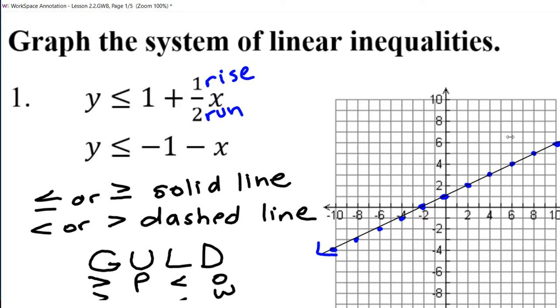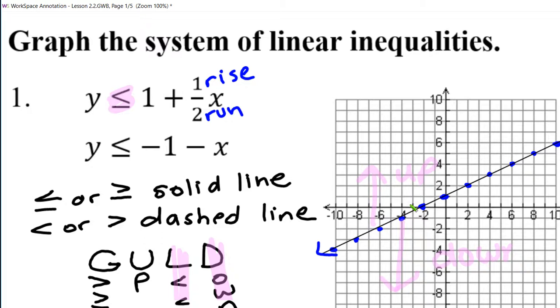Then with inequalities, you have to decide where to shade. Do you shade up or do you shade down? Looking at this symbol, what symbol is that? If it's a less than, which direction do you shade? Down. Some people get confused about which direction is up and which is down. Here's the trick. Put your pencil anywhere on the line. Here is up. Here is down. Sometimes when the lines get really steep, that's when people get confused.